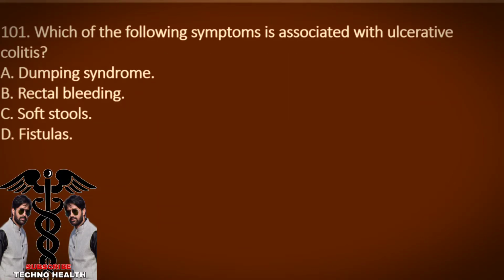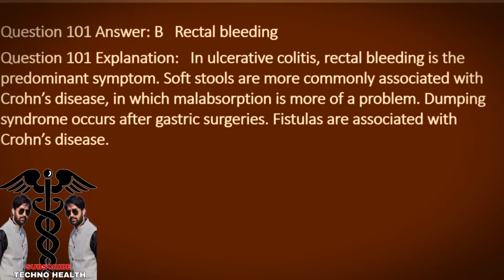Question 101. Which of the following symptoms is associated with ulcerative colitis? A. Dumping syndrome. B. Rectal bleeding. C. Soft stools. D. Fistulas. Answer: B. Rectal bleeding.